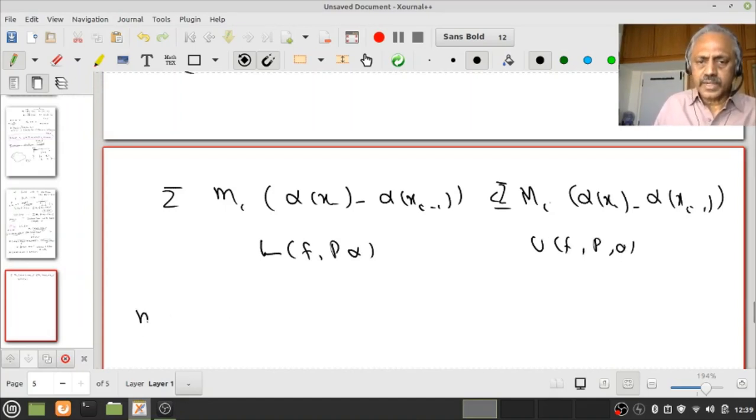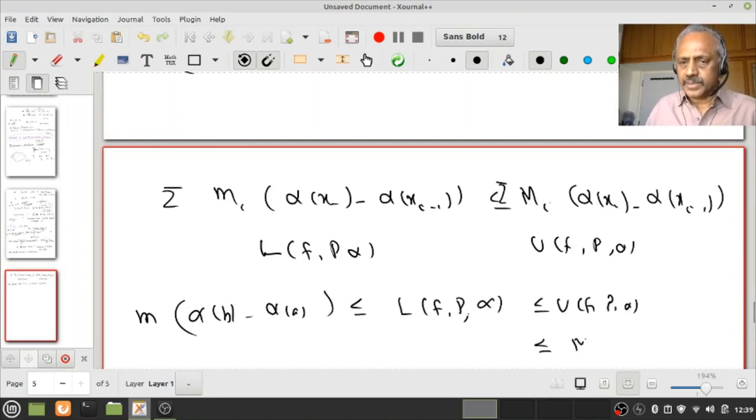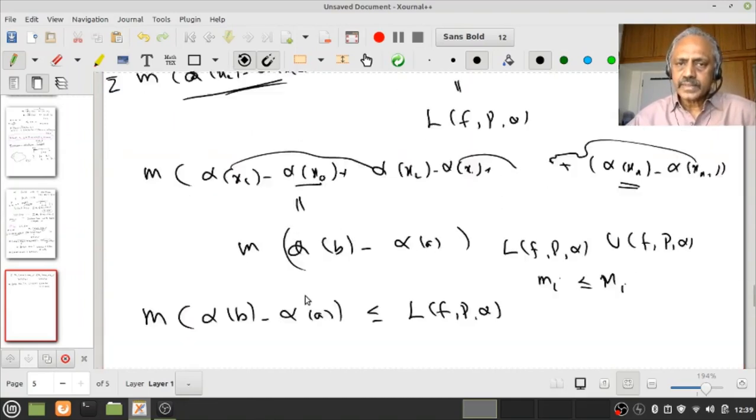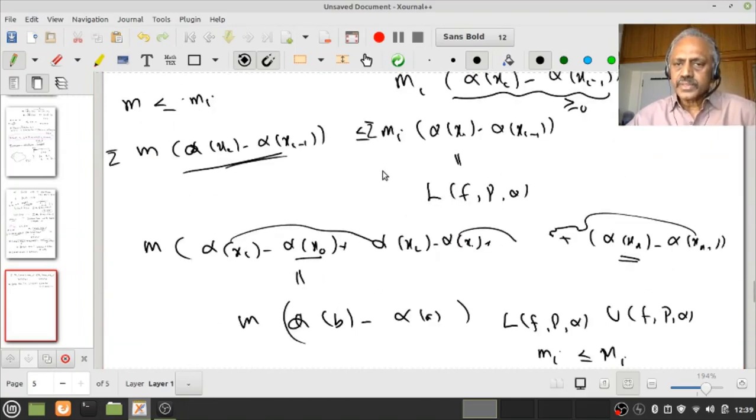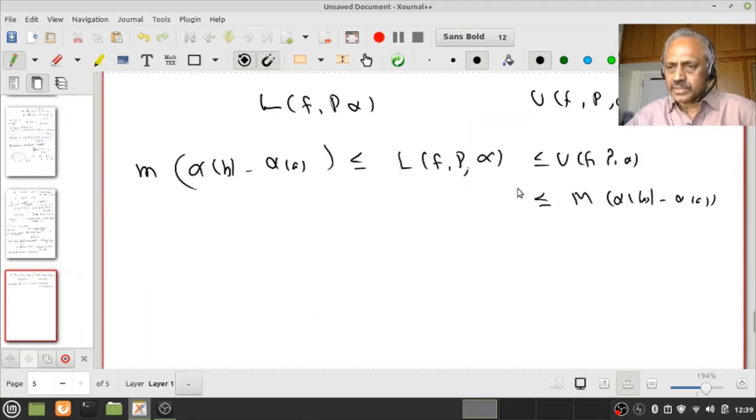So what I have got is: m times alpha b minus alpha a is less than or equal to LFP alpha, which is less than or equal to UFP alpha. And what do you think this will be less than or equal to? Capital M into alpha b minus alpha a. Again, the same proof as here. Let's go back. Capital Mi is less than or equal to capital M; multiply with this positive quantity and add. So you will get this also. Are you convinced?